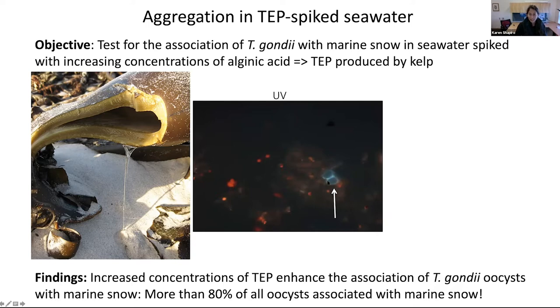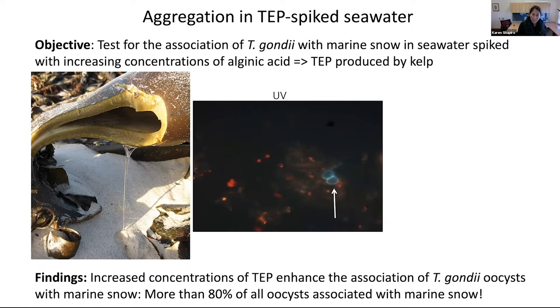And so during these experiments, we can count them by filtering water and filters and then looking in a microscope, turning on the UV light and counting these blue oocyst-like structures. And this would be a typical picture right here. So I can see an oocyst, I can kind of see some debris around it, and all of these little points here, these red flecks are chlorophyll. They shine red under UV. So I know that those are phytoplankton, but I can't see too much.